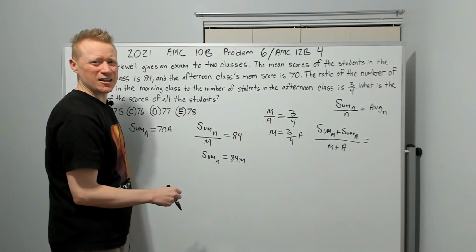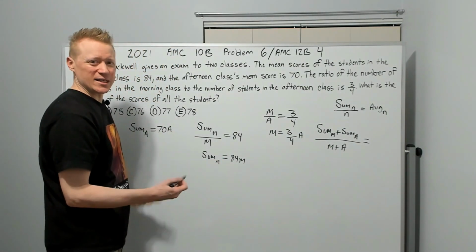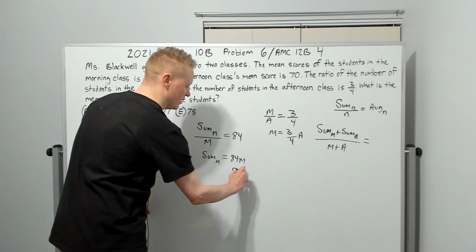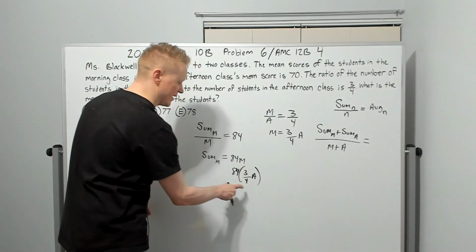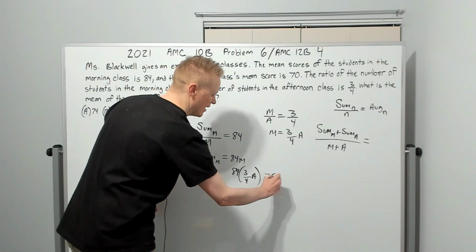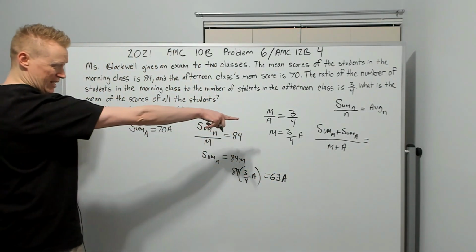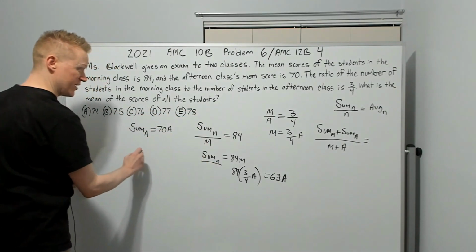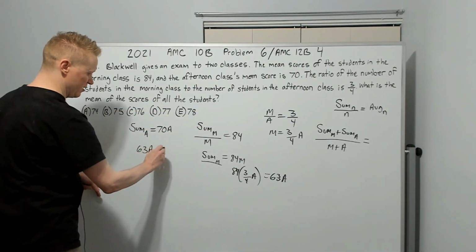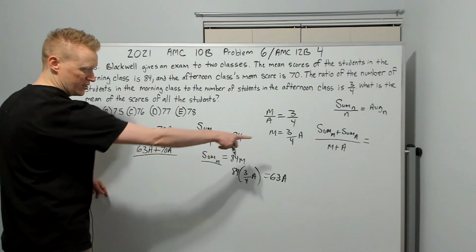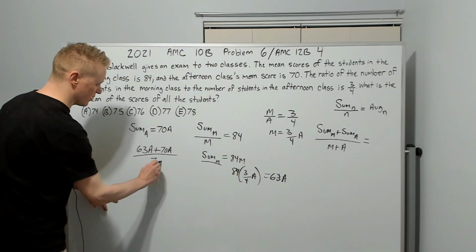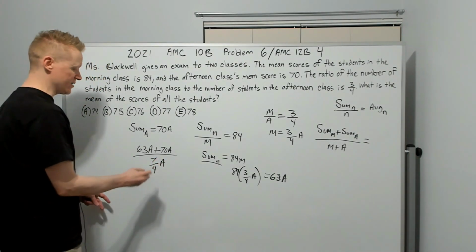You should recognize 84 is 21 times 4. And then 3 times 21 is 63. So if I replace the m with 3/4 of a, again, you're putting the 4 into the 84 to get 21 times 3, 63a. And then you're going to put that in place of the sum of m now, because this was the sum of m. So you'll have 63a plus sum of a, which we know is 70a, over 3/4 of a plus a. You should get 7/4 a. Well, look at that. The a's all cancel.